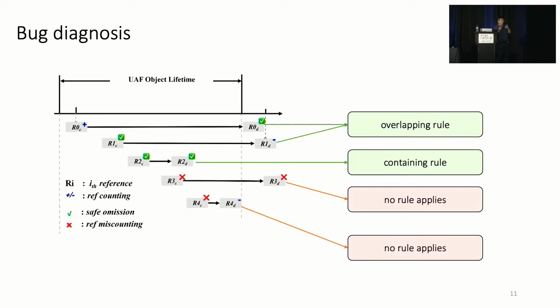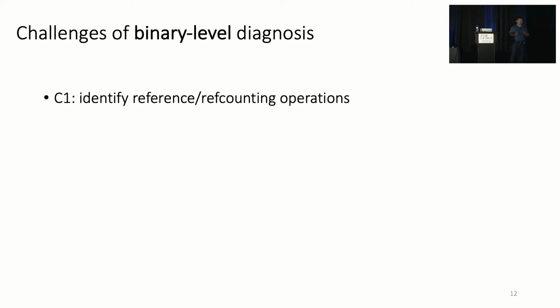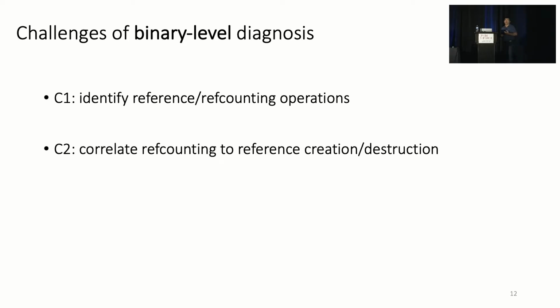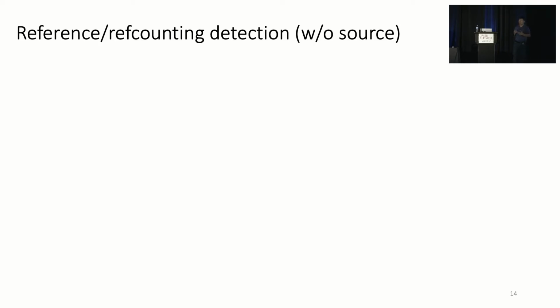And we plan to apply this rule to program binaries. As you can imagine, it's not that easy. There are some challenges. How do you find the reference counters? How do you find the reference counting behaviors? And how do you correlate this reference counting to reference creation and destruction? If you have source code, it's relatively easy. You can use the annotation or debug information to help. But with the binary, we have to rely on heuristics.